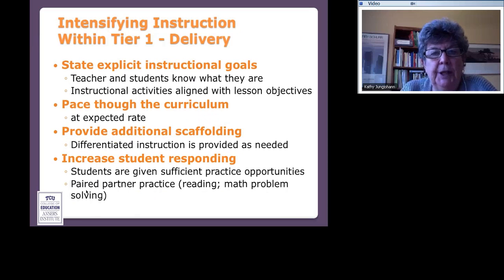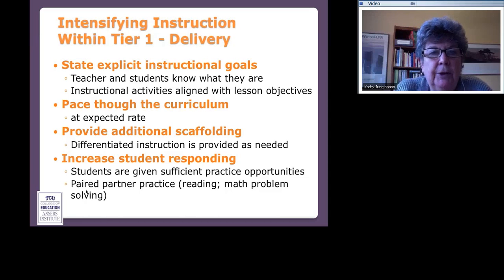Within Tier 1 delivery, even if the instruction is not as explicit as Tier 2 or Tier 3, it's also important that teachers and students are explicit about instructional goals. Do teachers tell students what the instructional goals are? Do students know what the instructional goals are when they're engaged in their learning tasks? And then another aspect of that is looking at the activities that students are engaged in, and are they in fact aligned with those lesson goals and objectives?